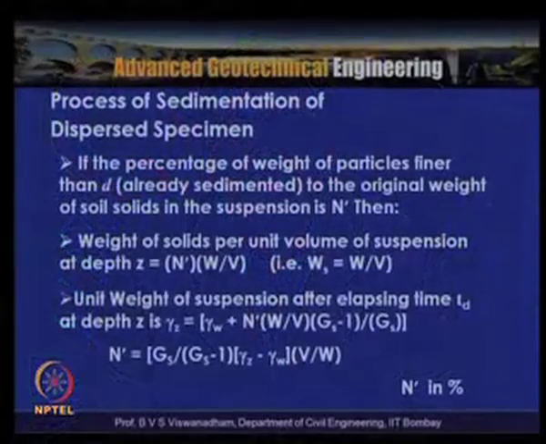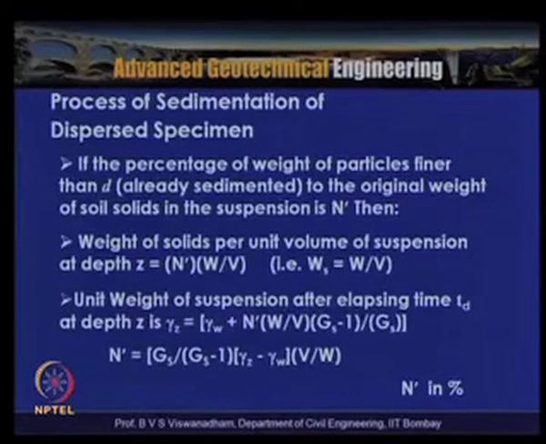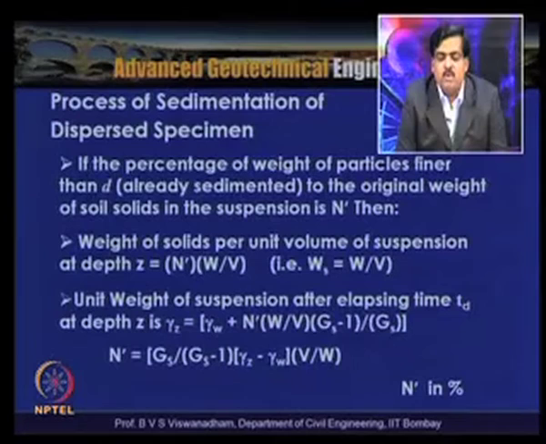If the percentage of the weight of the particles finer than d already sedimented, to the original weight of the soil solids in the suspension, is say n dash, then we can get the weight of the solids per unit volume of suspension at depth z as n dash into W by V, where Ws is nothing but W by V.